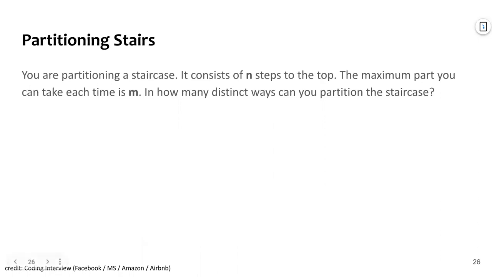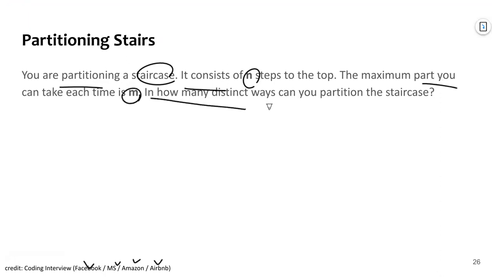All right, this one is a coding problem. This one actually appeared in the coding interview of Facebook, MS, Amazon, and Airbnb. Let's say you're climbing a staircase, and it consists of n steps to the top. And the maximum step you can take each time is m. Then in how many distinct ways can you climb this staircase?